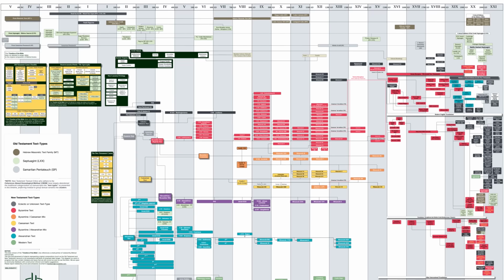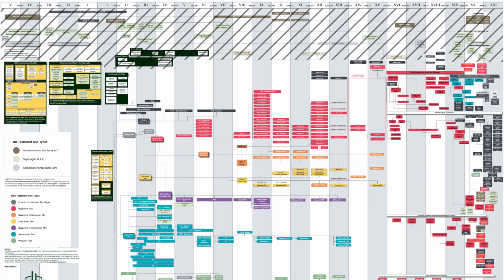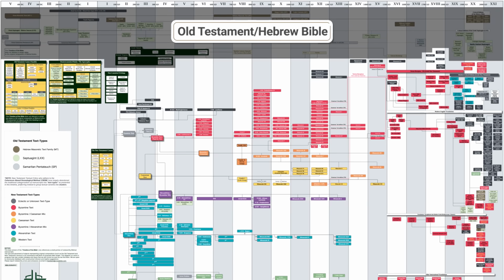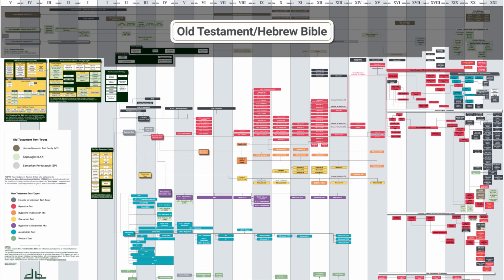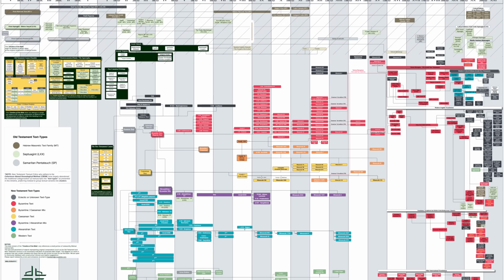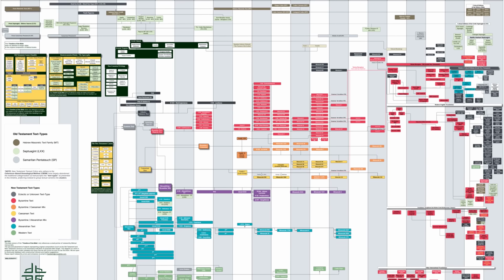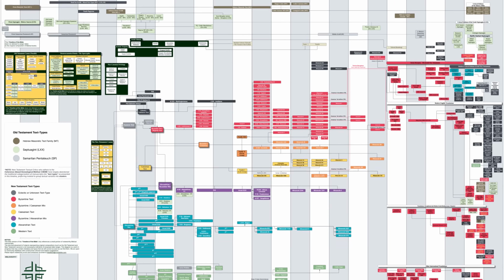Before we begin, I'll point out that this chart does also cover textual criticism of the Hebrew Bible, aka the Old Testament. However, most of it is focused on the New Testament, and it is therefore that part that I'll be covering today. So the first thing I need to explain to you is what all the different colors mean.